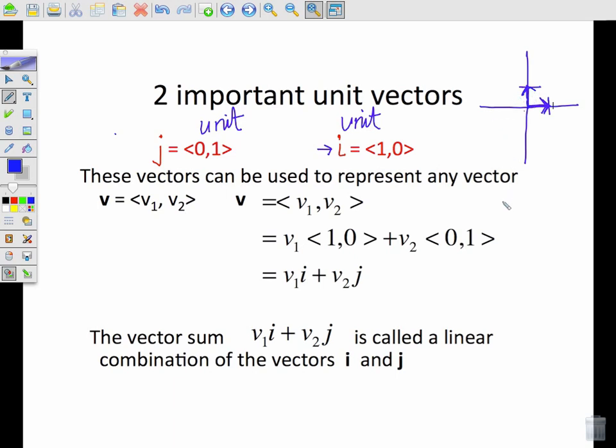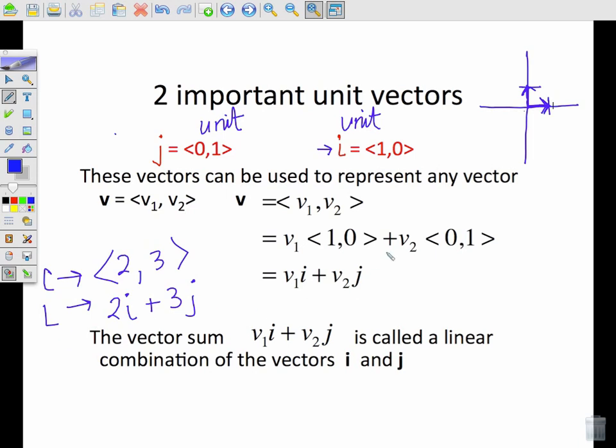These vectors can be used to represent any vector. So if you have vector v, where you have v1, v2, and these are again just locations, then you can represent the vector by putting it into what's called a linear combination form. Instead of having a vector of, let's say, (2, 3), we can write it as 2i plus 3j. So this is your component form, and this is the linear combination form.